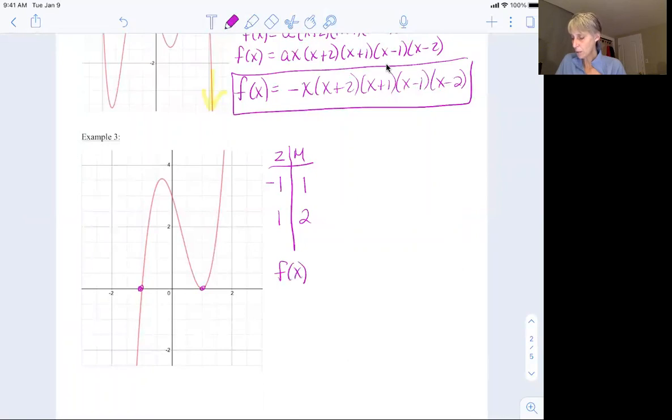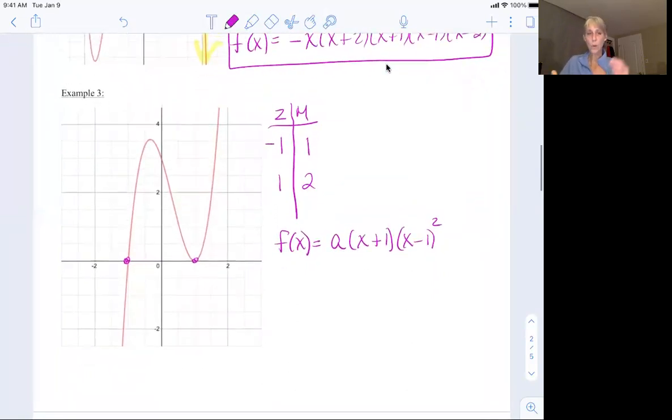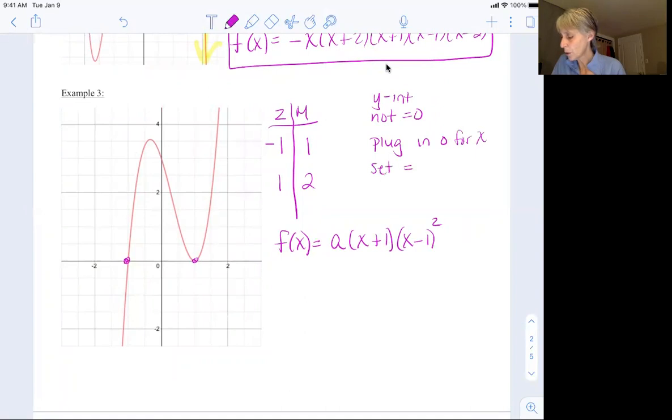Set up your polynomial. a, that lead coefficient, you have to account for it. x minus -1 is x plus 1, that factor occurs once. x minus 1, that factor occurs twice. Now here's where, when the y-intercept is not equal to 0, we have to do a little bit of work. So we're going to plug in 0 for x and set it equal to the y-intercept in your graph. And then solve.